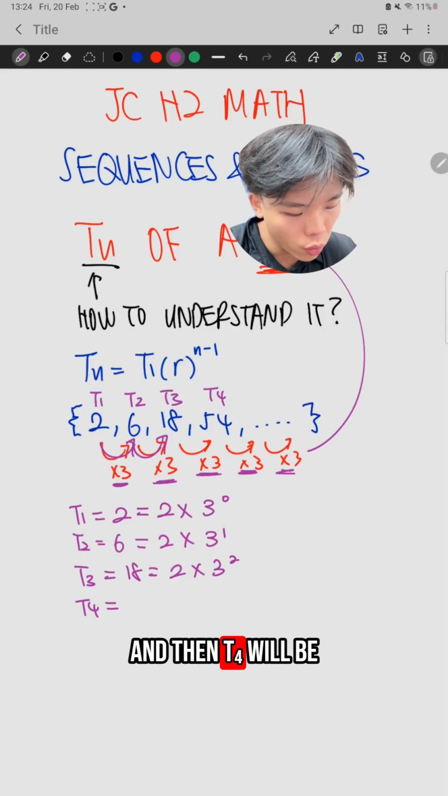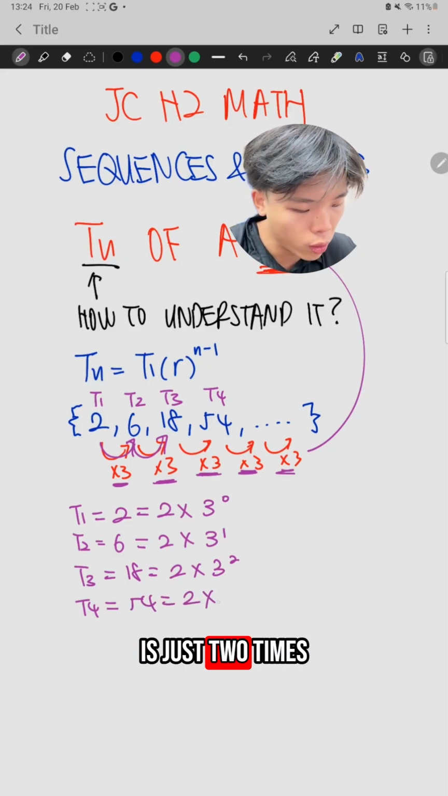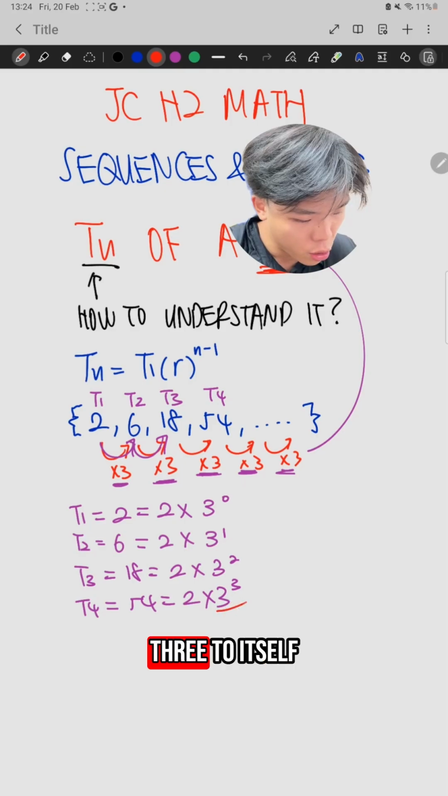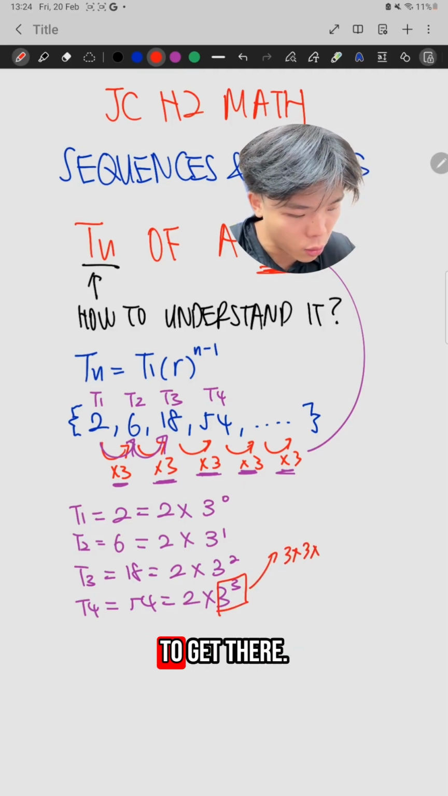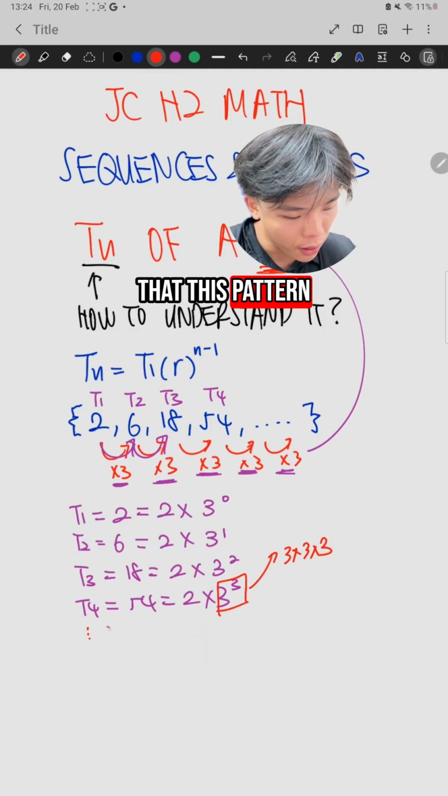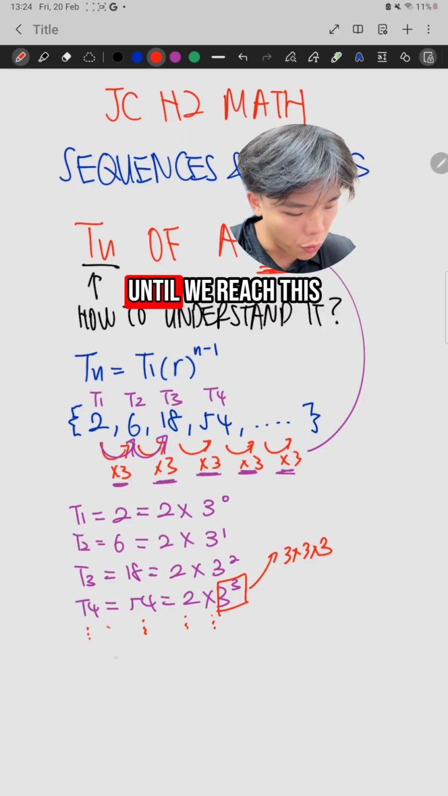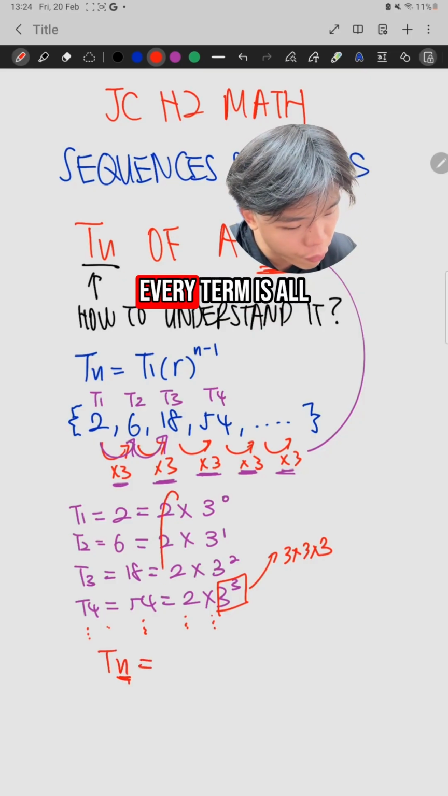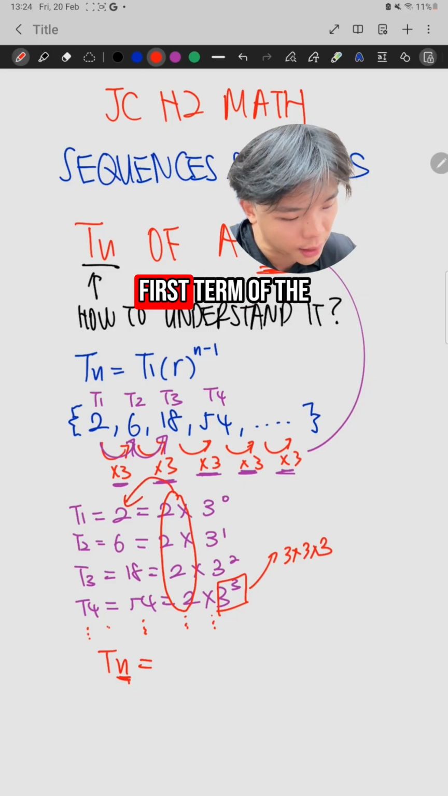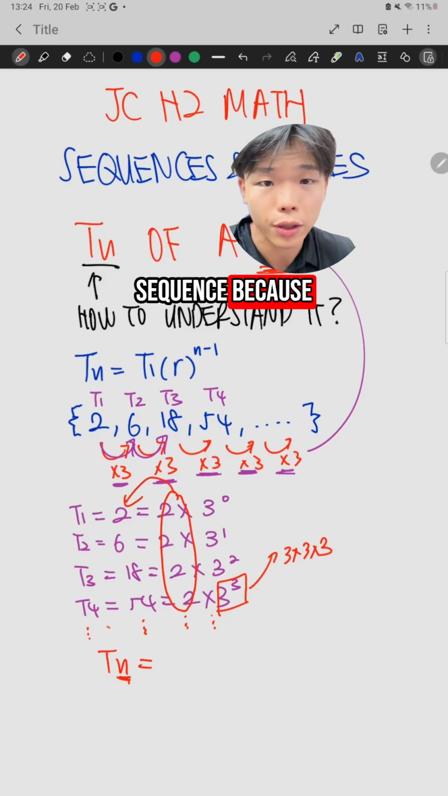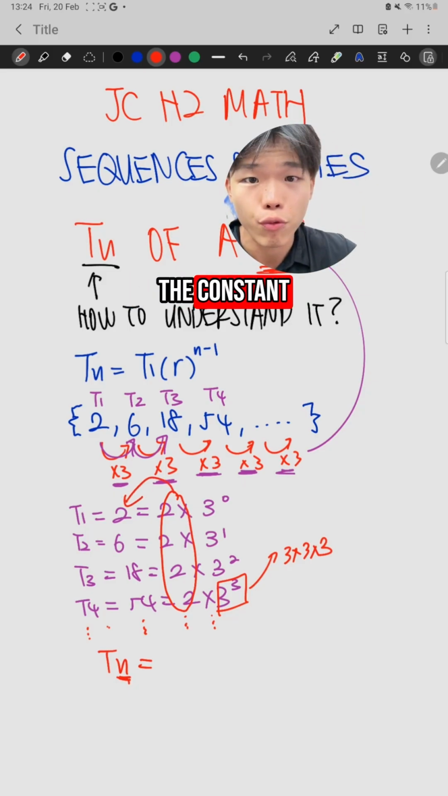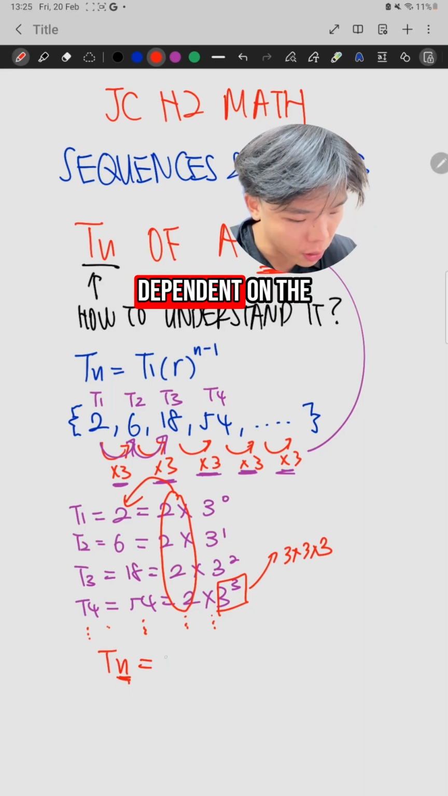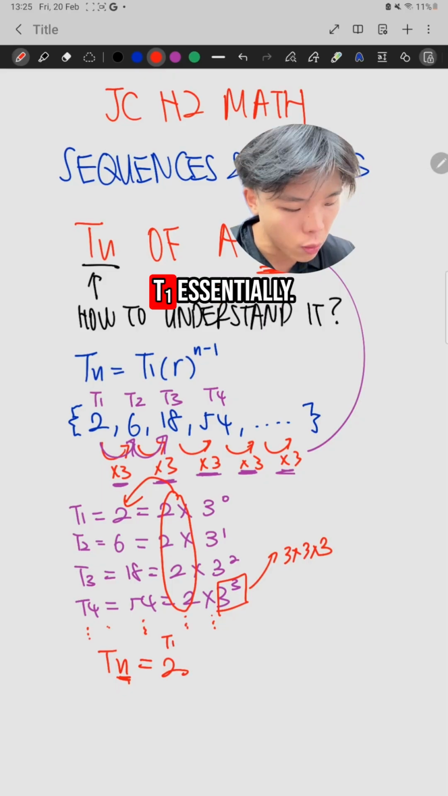And then T4 would be 54, which is just 2 times 3 times 3 times 3, which is 3 to the power of 3, because I multiply 3 to itself 3 times to get that. Now we can see that this pattern carries on and on until we reach the nth term, which is our general term. And we can see that every term is dependent on the first term of the sequence, because we start from the first term and then multiply the constant ratio to it to get to where we want to get to. So Tn will therefore be dependent on the first term, which is 2, and this is T1 essentially.